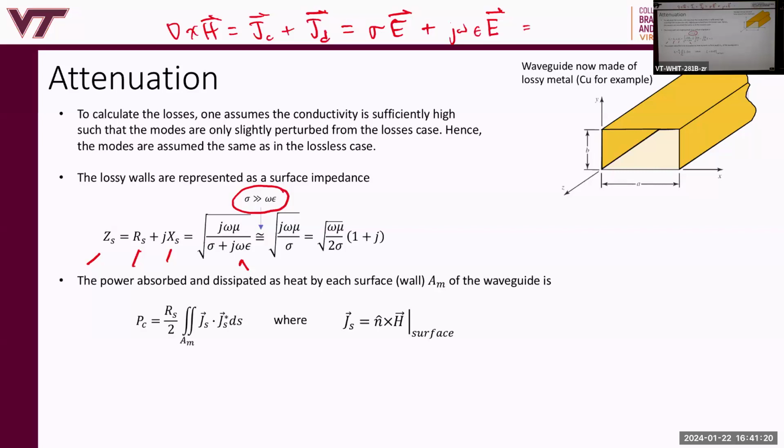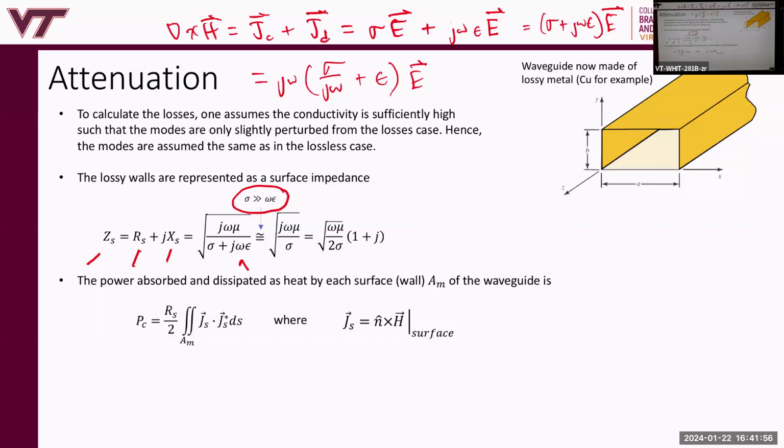We can factor this out. We get sigma plus j omega epsilon times E. Then we can factor out a j omega, so this is equal to j omega times sigma over j omega plus epsilon times E. If you factor out that, you get that, right?